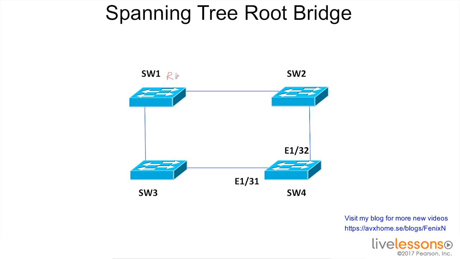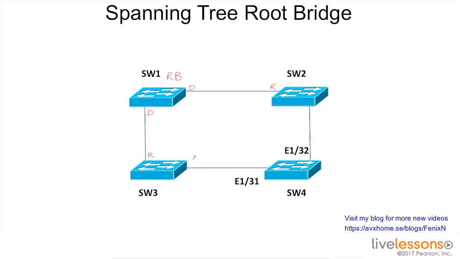So let's assume switch 1 is our root bridge. A root bridge does not have any root ports, it only has designated ports because it is the root bridge. So it's going to have two designated ports. Now switch 3 and switch 2 are going to elect their root ports, which will be the ones with the lowest cost back to the root bridge. In this case, that would be these ports.